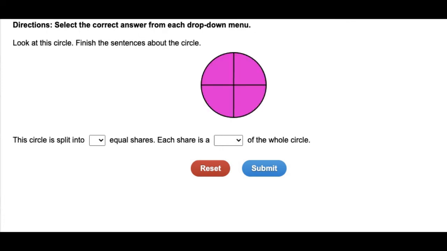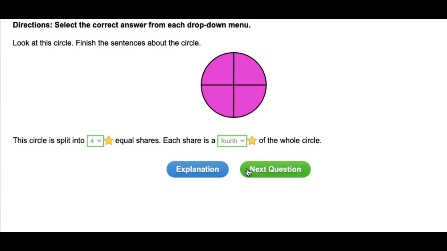Look at this circle. Finish the sentence about the circle. The circle is split into 4 equal shares. Each share is a fourth of the whole. So this is split into 4 equal parts, as you can see. 1/4 is here, 1/4 is here, 1/4 is here, and 1/4 is here. So it equals 4 in all. And as we know, this is a quarter. Another name for it is a fourth. So fourth will come here. So I think this is the correct answer.